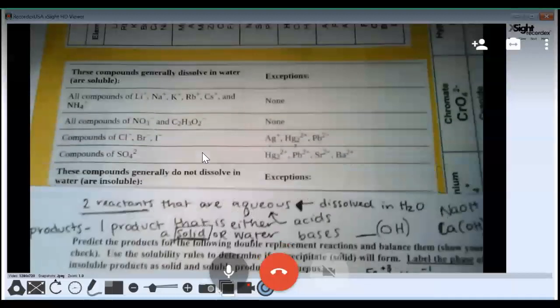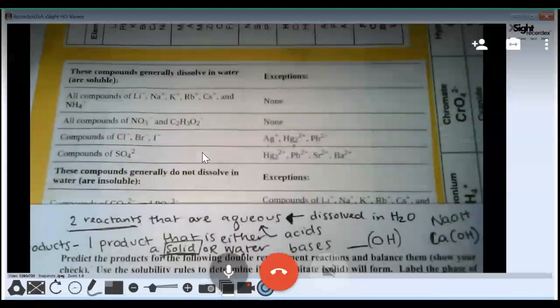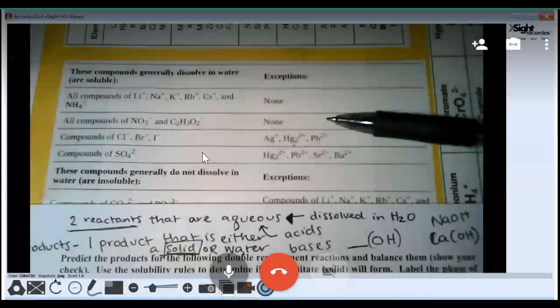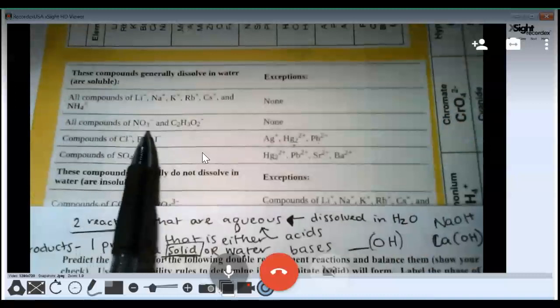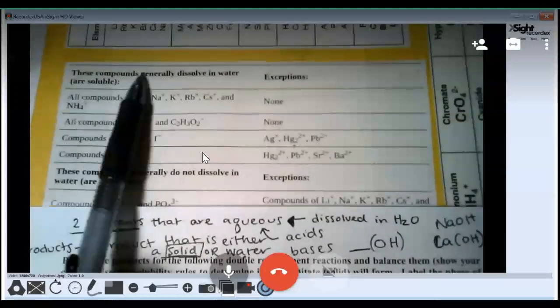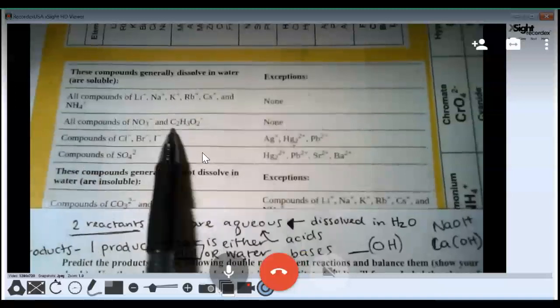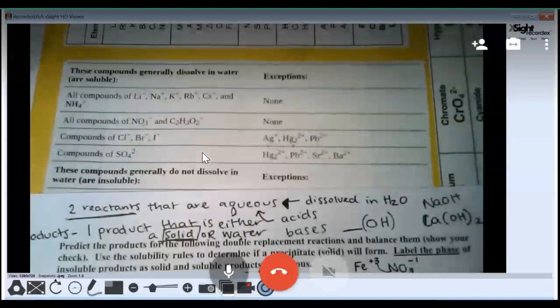All right. Okay, so then we have iron 3 nitrate. Okay, so what's the first rule that talks about iron or nitrate? The second rule talks about nitrate. Perfect. So the second rule talks about nitrate, and it says all compounds of NO3 and C2H3O2 generally dissolve, and there are no exceptions to that rule. So every single compound that contains NO3 will dissolve. So this is also going to be aqueous.